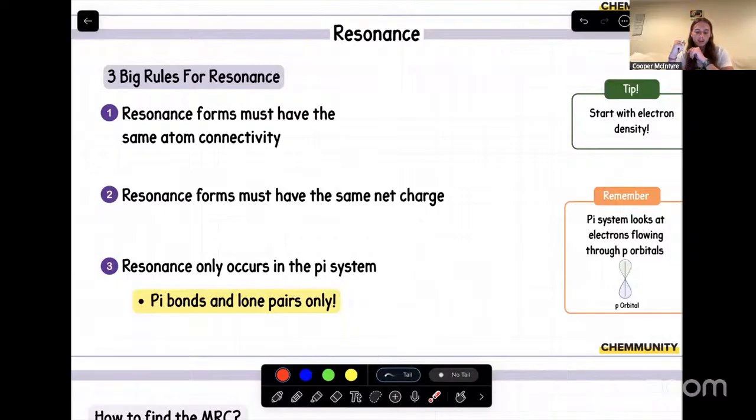And in the pi system, we'll be looking at pi bonds and then lone pairs that are moving and weaving through those p orbitals. And yet again, just to recap what the pi system is, because it will be super important for organic chemistry too, the pi system looks at electrons that flow through p orbitals. That'll be the main basis of resonance. And then in terms of drawing resonance forms, the main thing we want to start with is electron density. So find your charges or find p orbitals or lone pairs and try to move those where you can.